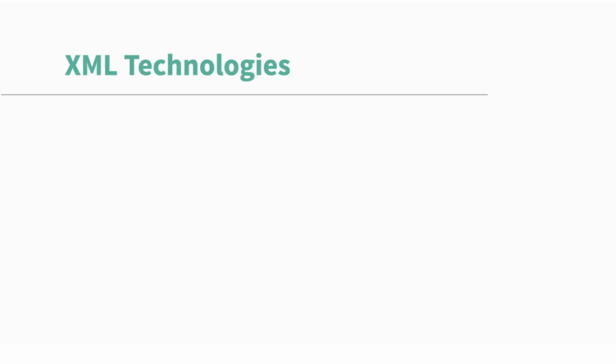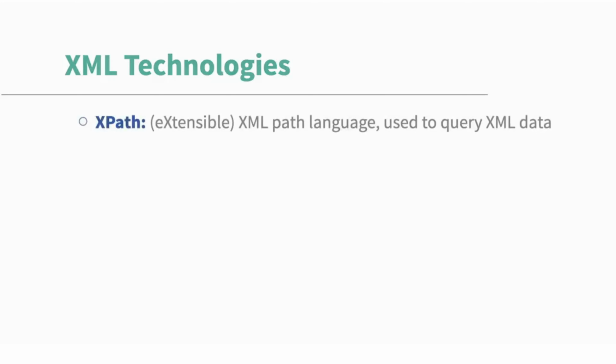In addition to XML itself, there are certain related technologies that make working with XML easier and more productive. The first is called XPath, which stands for XML Path Language. And the reason it's called XPath is because it uses a path-like syntax to perform queries on XML data.